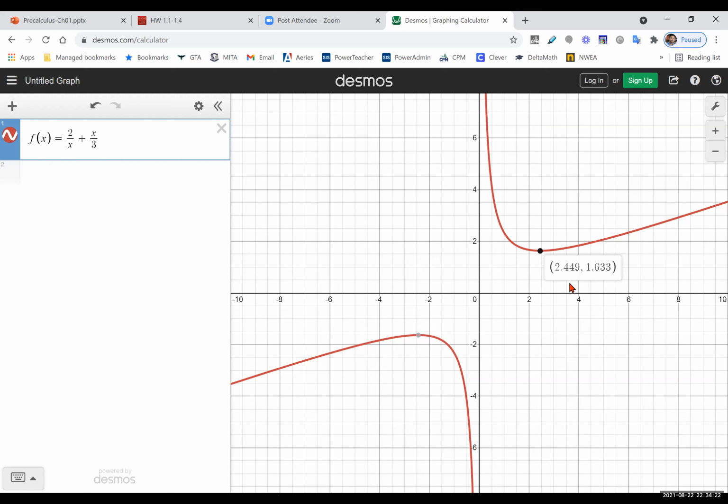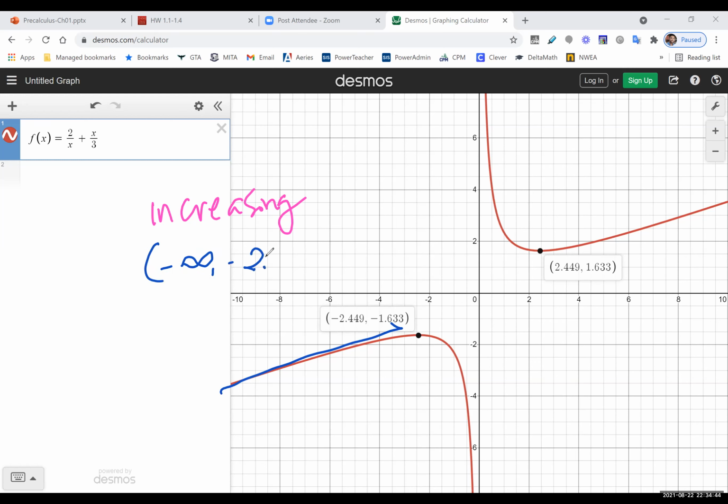So the question is when it is increasing. Looks like it's increasing here. So that is from -infinity to -2.449, and increasing here from 2.449 to positive infinity. So if this is your first time to see decimals, all you have to do is just type the given function and you'll see the graph.